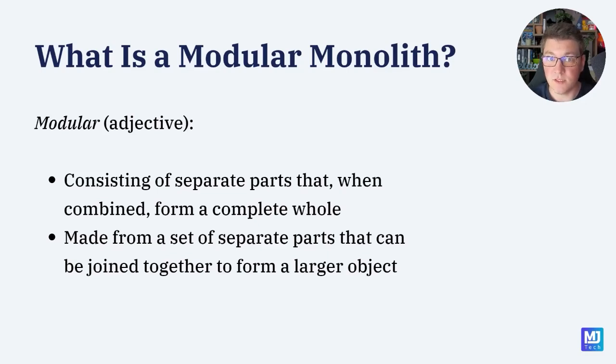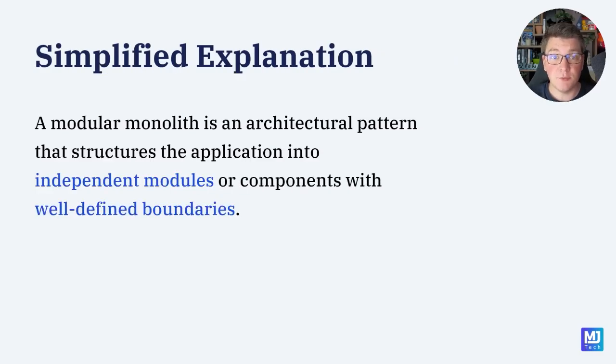the complete monolith system. Now you will see that there are some constraints that we are going to impose on these modules to make them fit nicely into the modular monolith architecture, but let's not get ahead of ourselves because we are going to discuss this in the next lessons. Keeping the previous definitions in mind, here is a simplified explanation of a modular monolith that I came up with so that I could understand this concept better, and it says that a modular monolith is an architectural pattern that structures the application into independent modules or components with well-defined boundaries.